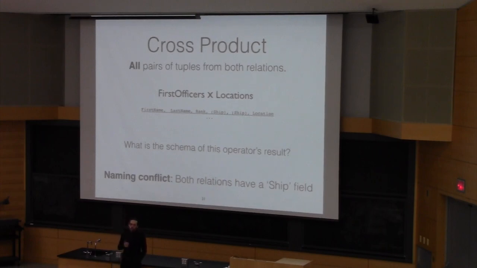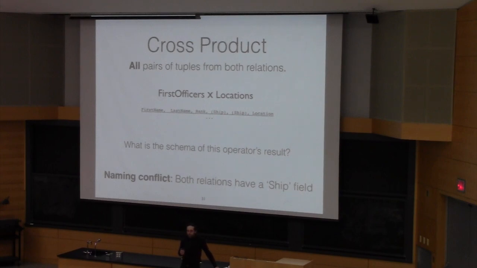How do you distinguish the two ship columns? In this particular case, the output schema is going to be the concatenation of the two input schemas, which means that now we have two different copies of the ship column.